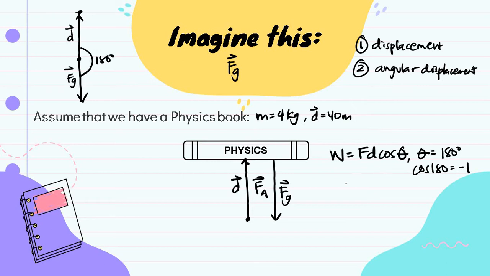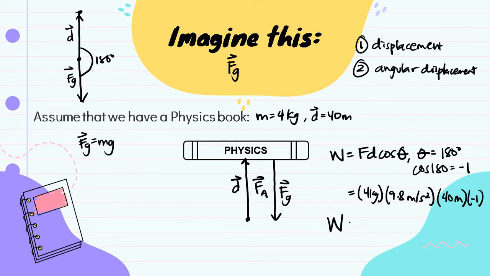Alright, so still the same formula for F sub g. F sub g is equal to mg. Let us substitute the values that we have in here. Since the force in here is equal to the product of mass and the acceleration due to gravity, let us write it in here: 4 kilograms times 9.8 meters per second squared, multiplied by the displacement, which is equal to 40 meters, times -1. So the answer for the work done by the gravitational force in this scenario is equal to -1,568 joules.